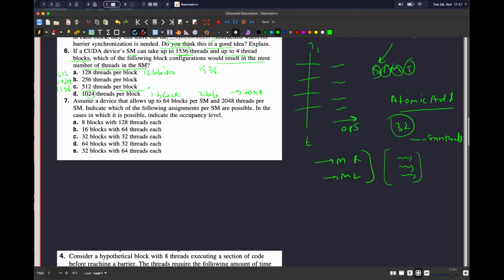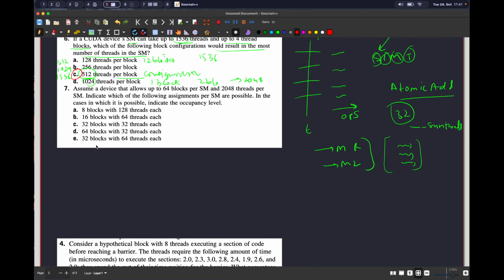In this particular question, the maximum number of threads in SM will come from the 500 threads per block configuration. So this is the correct option. I was thinking of using a different color. Yeah, let's use red from now on.